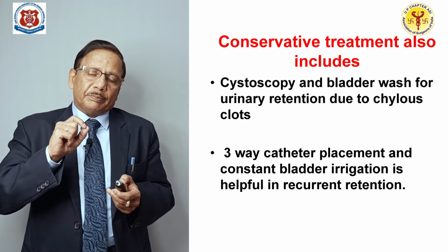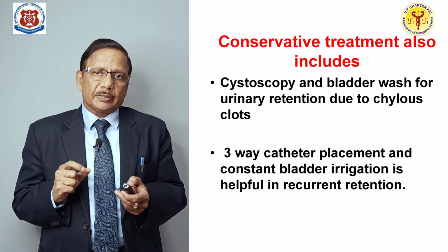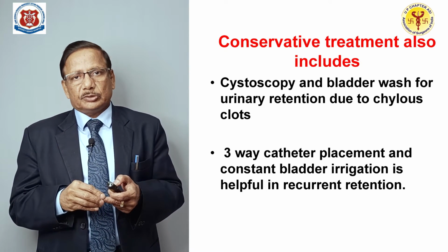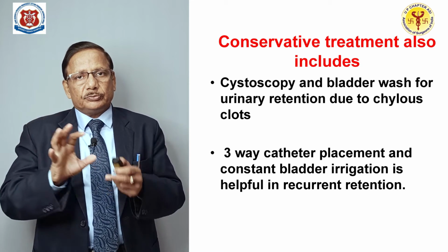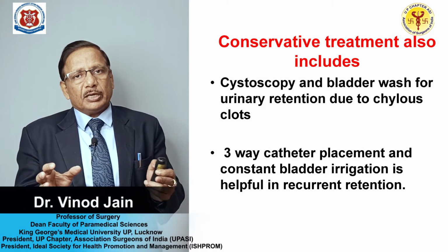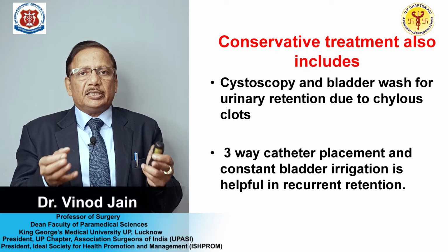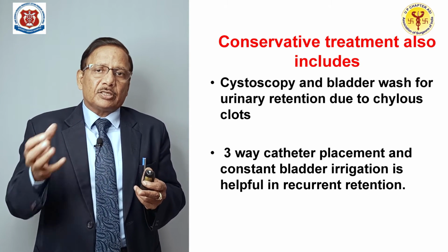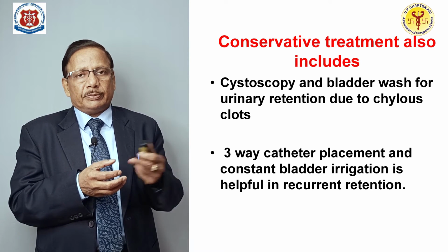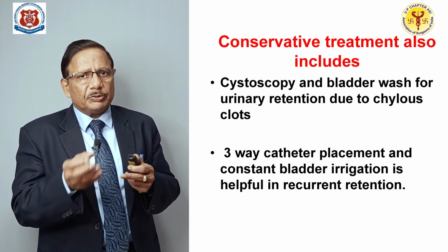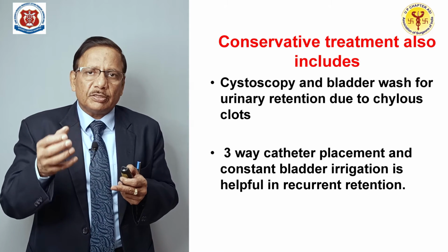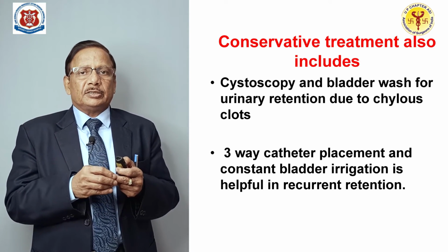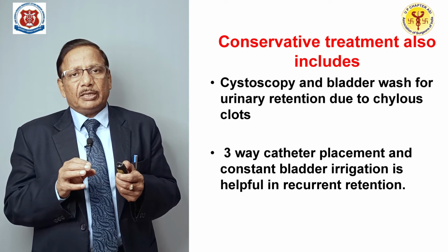Then suppose some person is passing clots. Then these clots are to be washed out through cystoscopy. You will pass in a cystoscope and evacuate all the clots. You can even put a 3-way catheter to constantly irrigate. Suppose there is heavy chyluria and frequent retention of urine, as in our case, where the lady had 2 episodes of urinary retention. Suppose this was more frequent, then sometimes you need a 3-way urinary catheter to irrigate the urinary bladder.